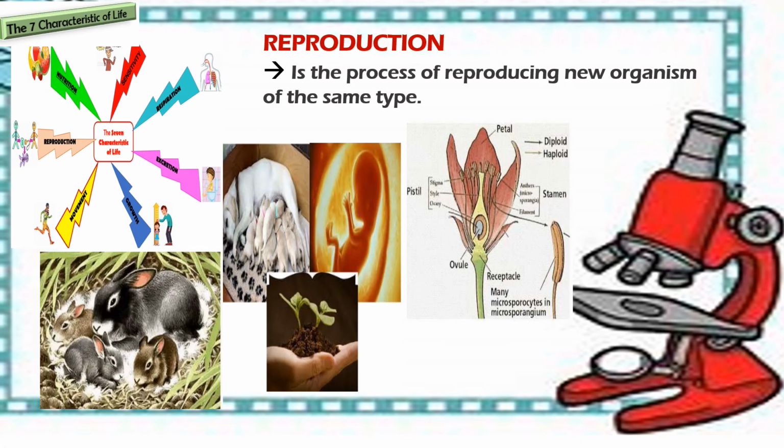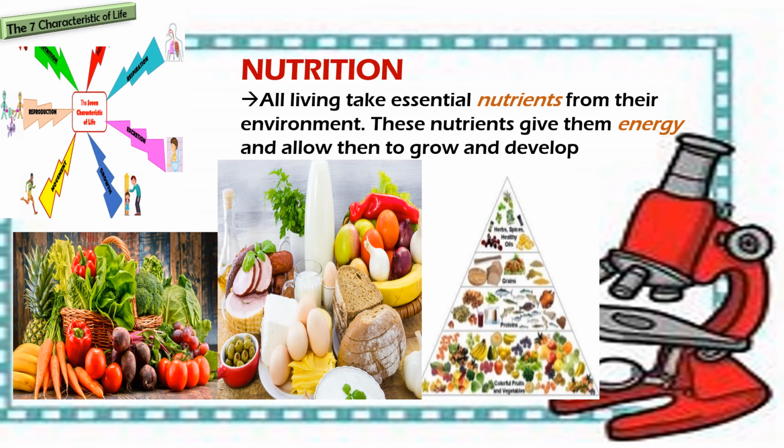Okay, now we will move on to reproduction. Reproduction is the process of producing new organisms of the same type. As you can see, we have here animals and plants. How do they reproduce? It could be sexual reproduction, or it can also be asexual reproduction. Since there are two kinds of reproduction, it can be sexual or asexual.